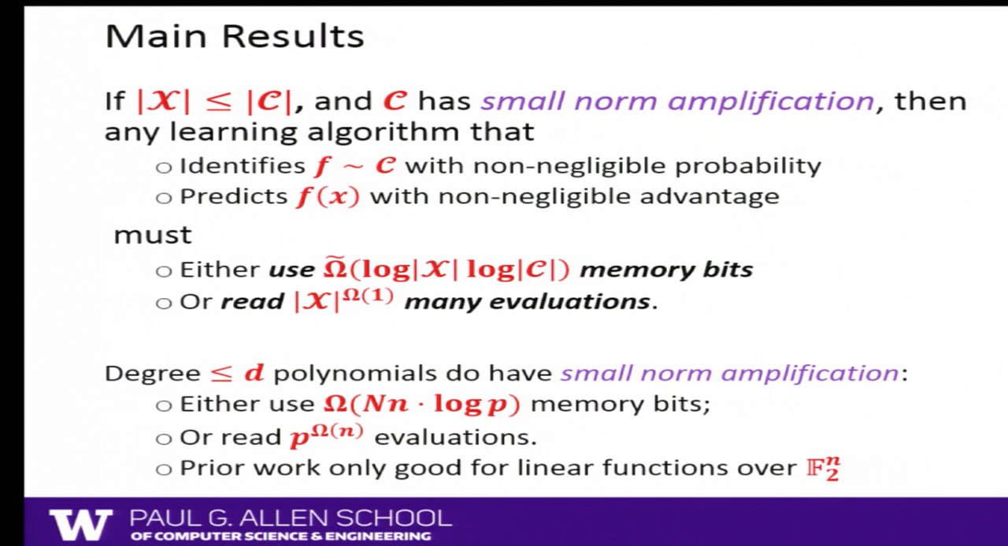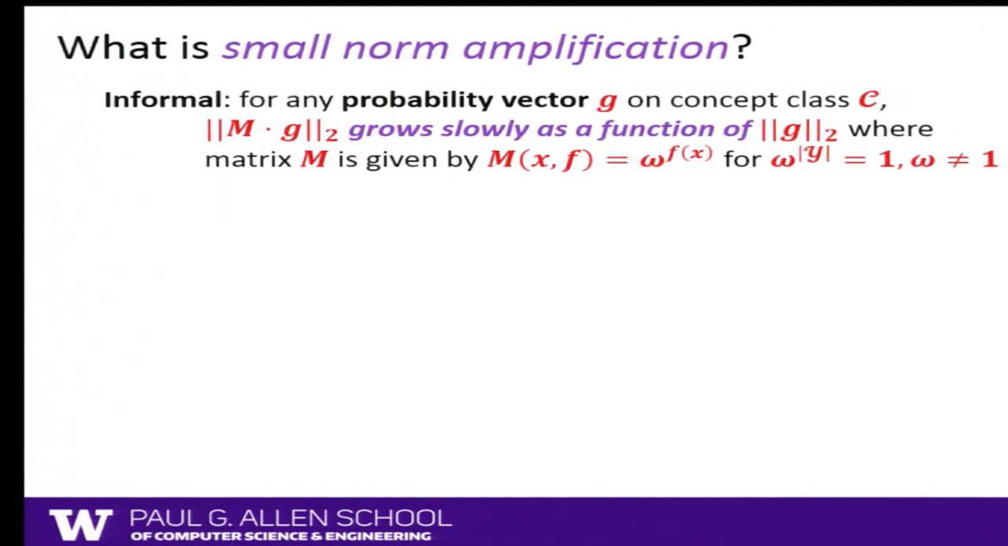Okay, so now let me explain what this norm amplification property is. In formula, this is a little complex, so let's read it as: for any probability vector G on the concept class C, the 2-norm of M dot G grows slowly as a function of the 2-norm of G, where M is a matrix defined in this way. You may be wondering why we should care about this matrix M, or why we should care about these 2-norms. Let me give some sense for that.